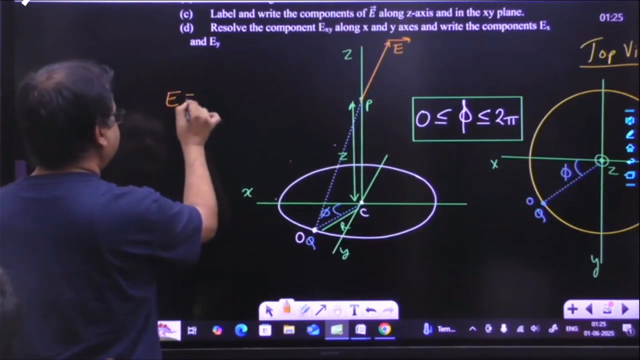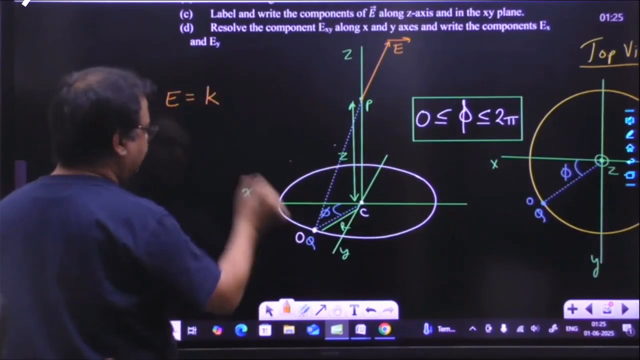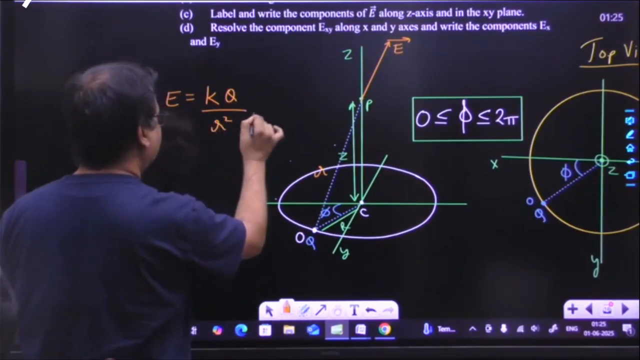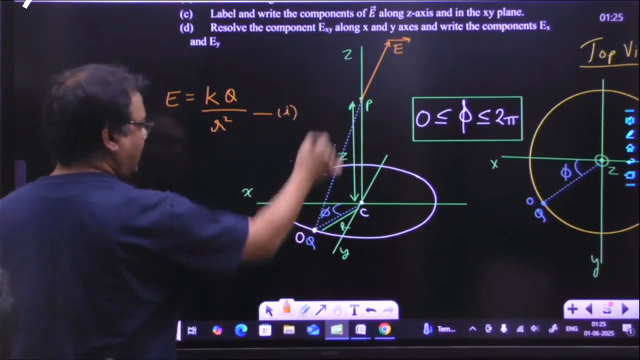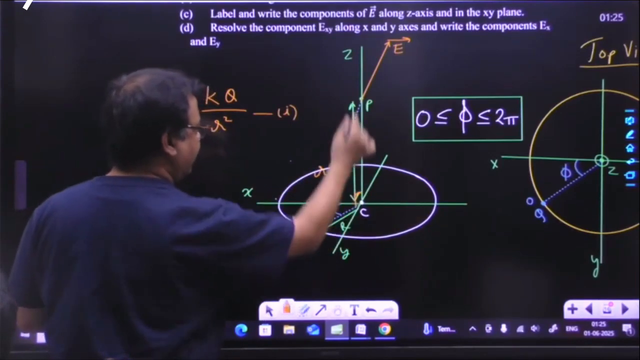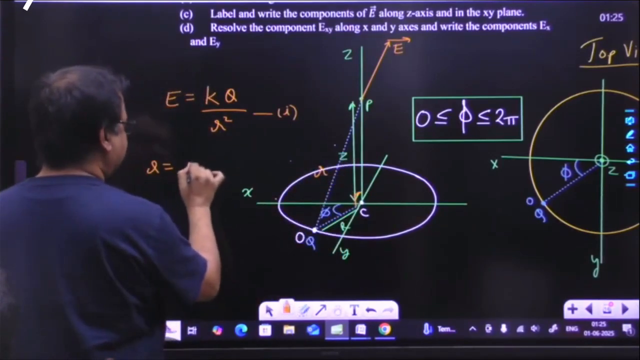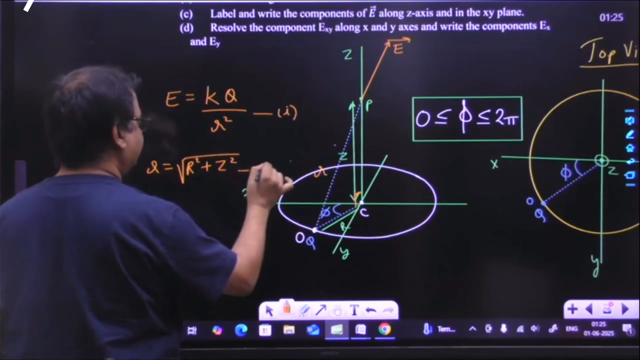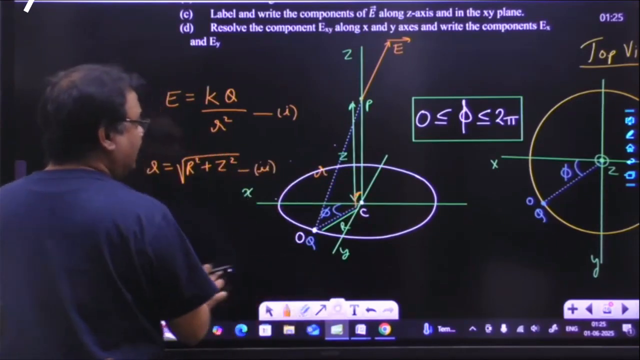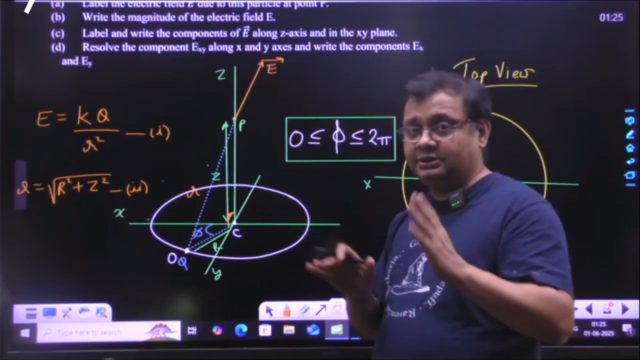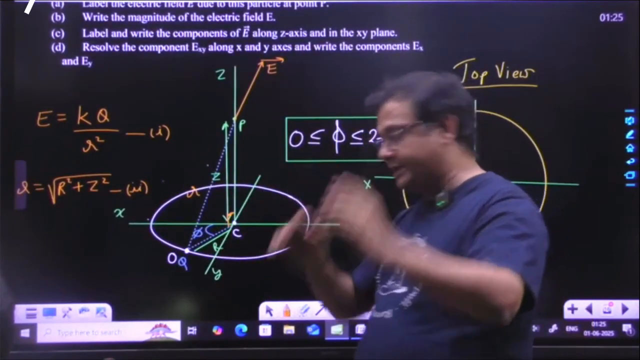Now what will be the magnitude of vector E? You can write vector E as the Coulomb's constant K, the source Q, divided by R square, correct? And of course your R will be what? If you apply the Pythagoras theorem, this is a right angle triangle, so you'll get the square root of capital R square plus Z square. This will be the value of R. Now let's see, if you take the component of the electric field vertically and horizontally.